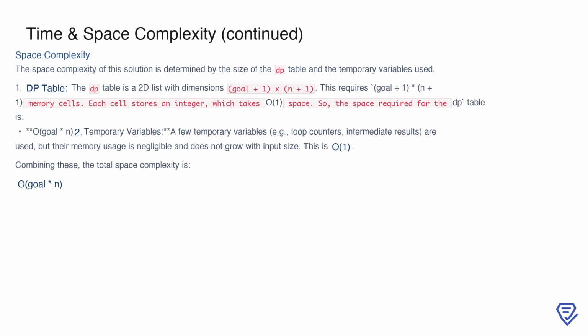Additionally, we use a few temporary variables for things like loop counters and intermediate results. However, these variables do not grow with the size of the input and are considered negligible, contributing only O(1) to the space complexity. Combining these factors, the overall space complexity of the solution is O(goal * n).